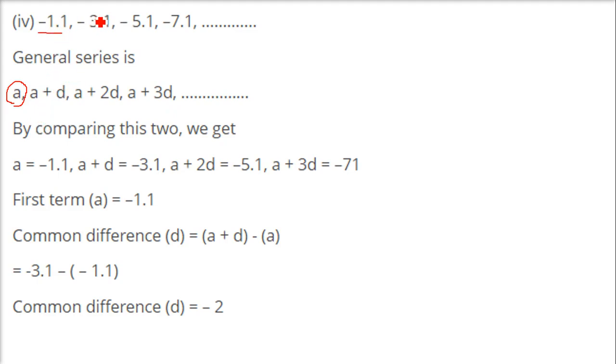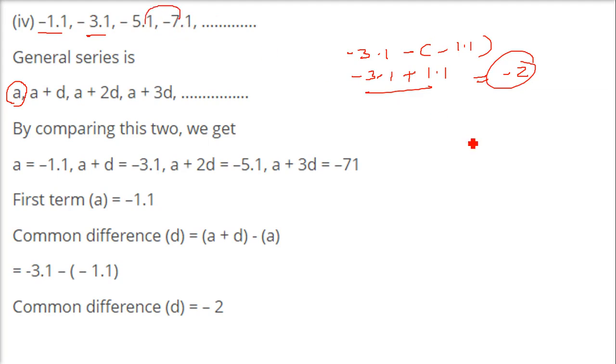How to find out the common difference? Just take the second value, minus 3.1, and subtract the first value from it. So minus 3.1 minus of minus 1.1, this will be minus 3.1 plus 1.1, and this is going to be minus 2. You can take any of these. Minus 7.1 minus of minus 5.1. This is going to be minus 7.1 plus 5.1, and this is going to again be minus 2. So minus 2 is the common difference.